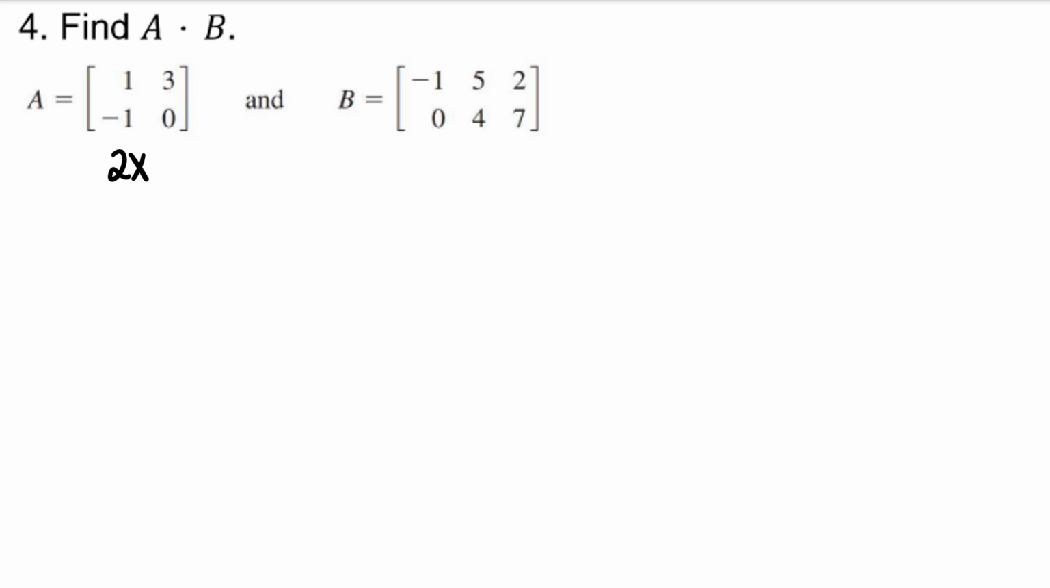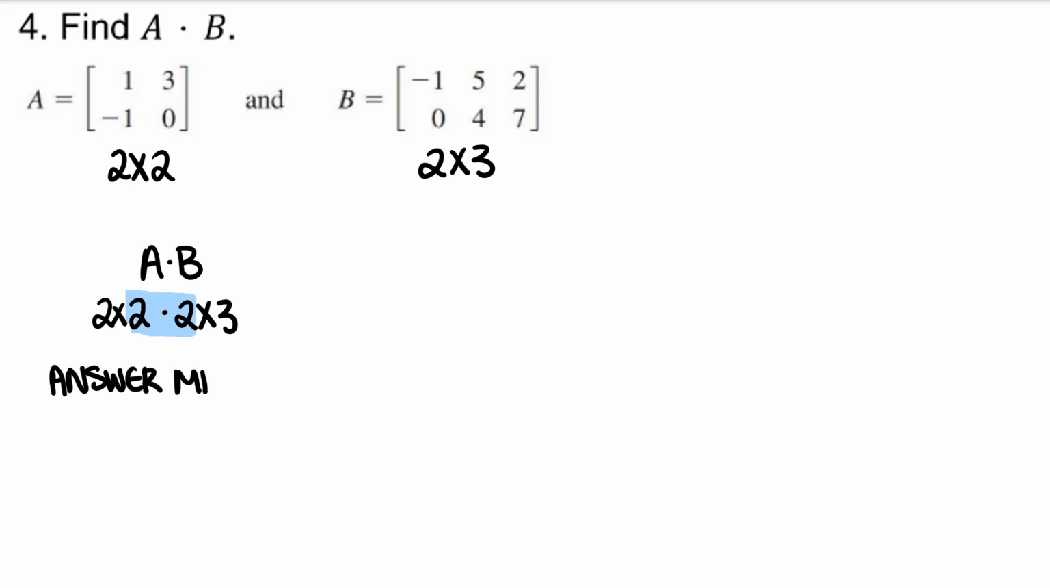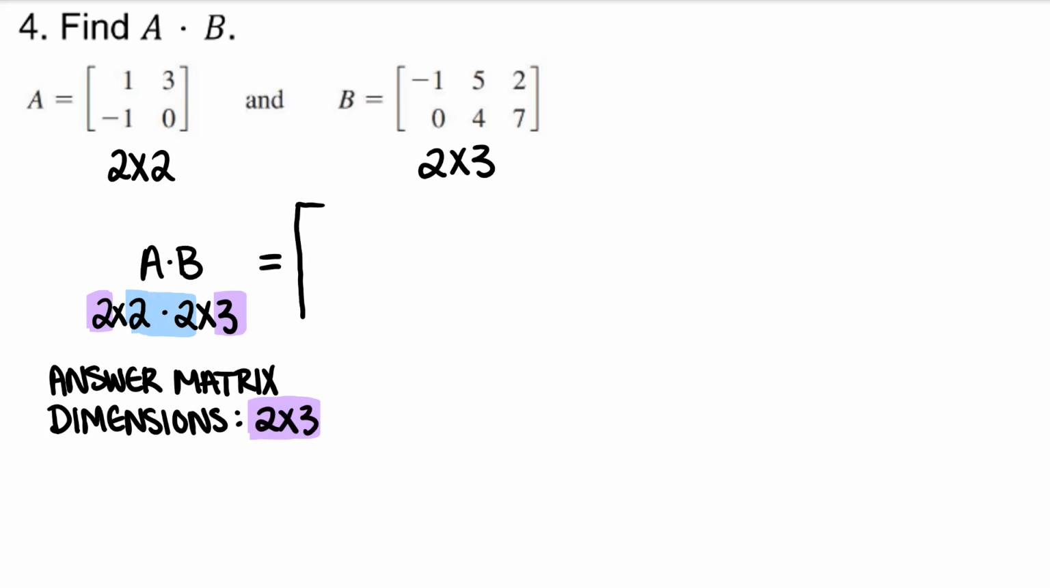The dimensions of A are 2 by 2, and the dimensions of B are 2 by 3. If the columns of A match the rows of B, then it's possible to find the product. And the answer matrix has the dimensions 2 by 3, the number of rows in A by the number of columns in B. Now let's find the inner products.